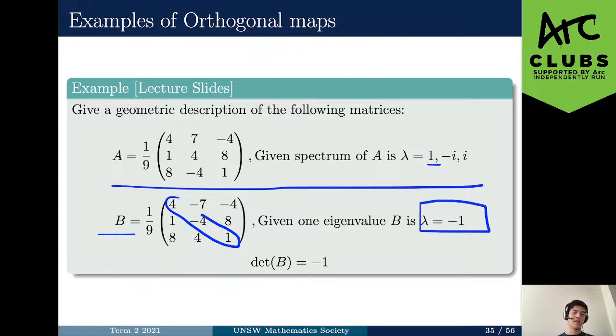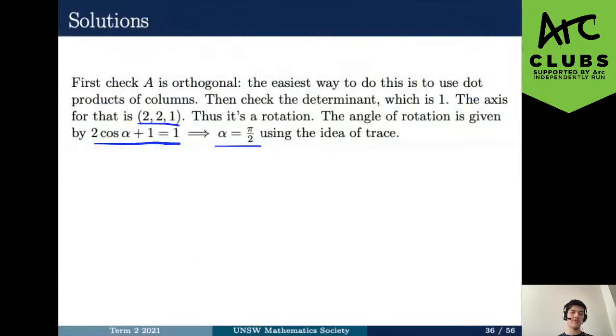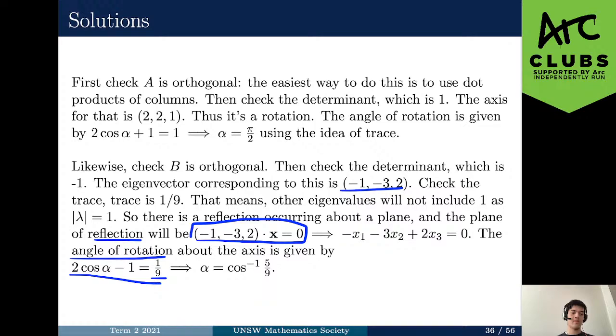So if they give you a matrix and they don't tell you what the eigenvalues are, and they ask you what is the geometric description of the matrix, you need to first work out whether 1 is an eigenvalue, and if not, then -1 should be an eigenvalue. And then you need to find the eigenvector, and then you can talk about whether it is just a rotation, or whether it is a reflection and then a rotation.